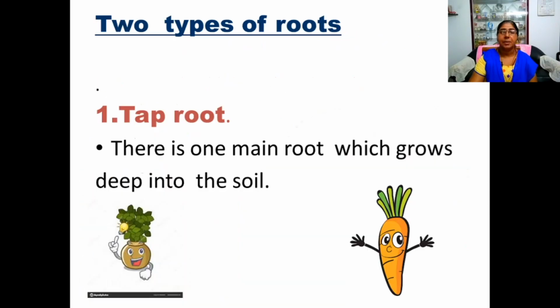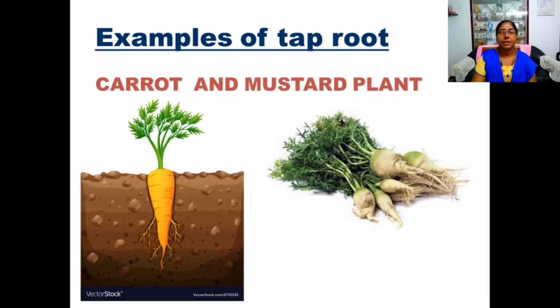What is the meaning of taproot system? There is one main root which grows downward into the soil and there are small other roots arising either side of the main root. This type of root system is called taproot system. What are the important examples of this taproot system? In carrot and mustard plants, you can see this kind of root system.